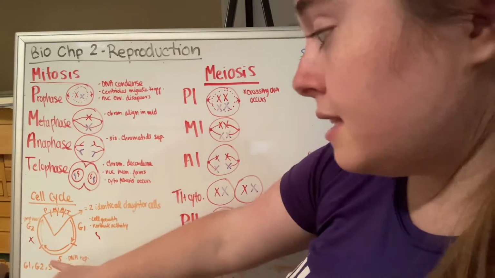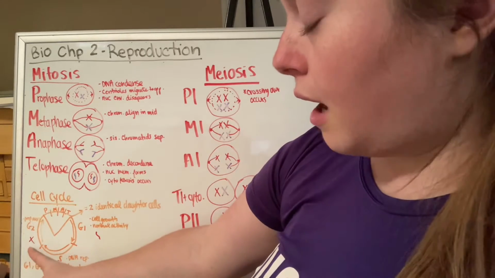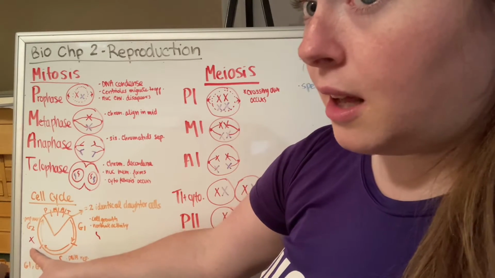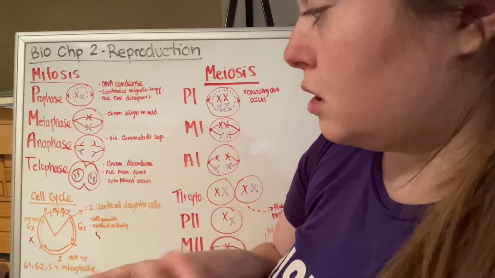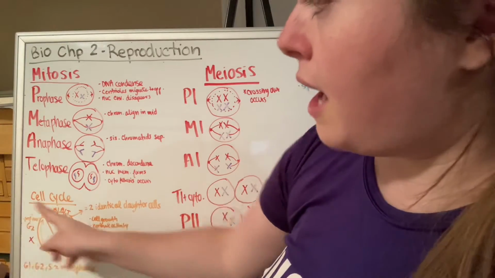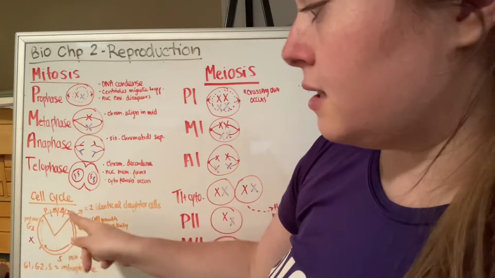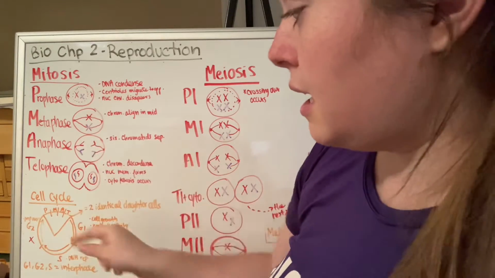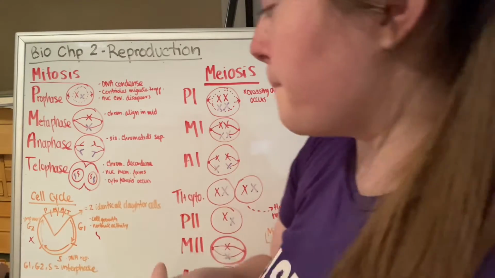Then you have S phase, where DNA replication occurs, and that finishes with a chromosome that looks like this, which means now there are sister chromatids. Now that you have sister chromatids, you can enter mitosis and go through PMAT and each of those stages we just described, again resulting in 2 identical daughter cells. So this is how our cells replicate.